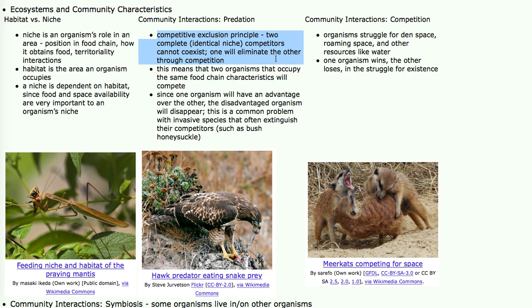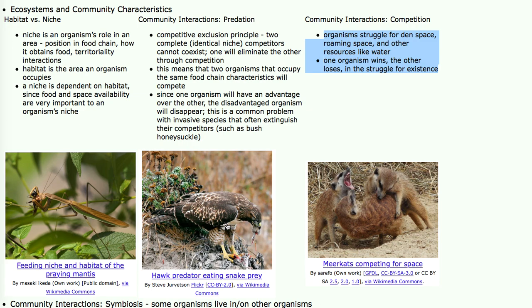So here in Missouri, we have a real problem with bush honeysuckle, which is a very intense competitor for light on a Missouri forest floor. So invasive species are a real problem when it comes to predator-prey and consumer interaction. Now, organisms that live together often have to compete. They compete for den space, roaming space, and water and other resources. And generally speaking, one's going to be a winner and the other one's going to be a loser.